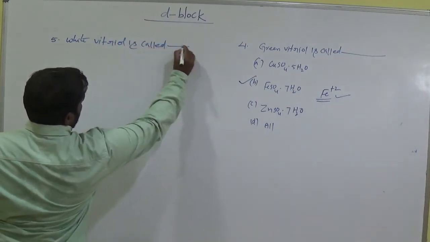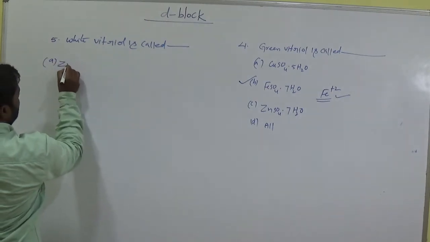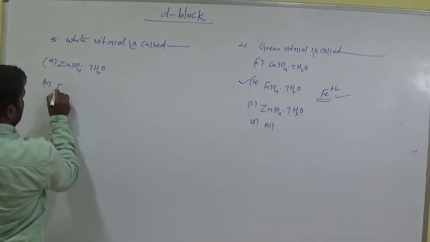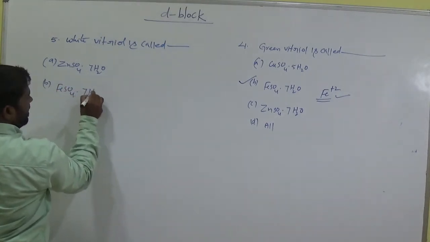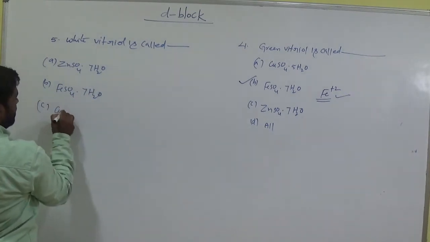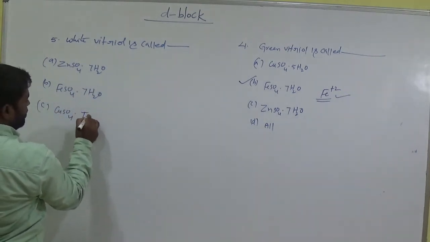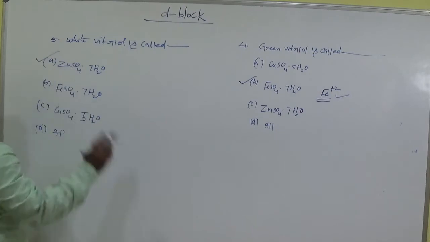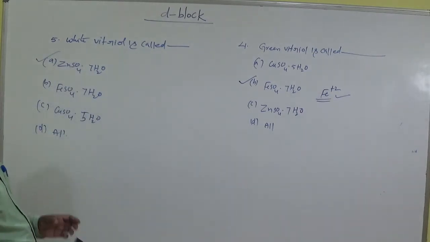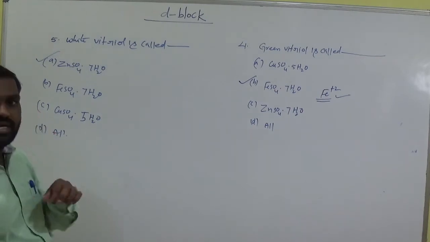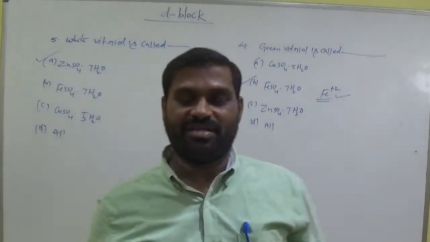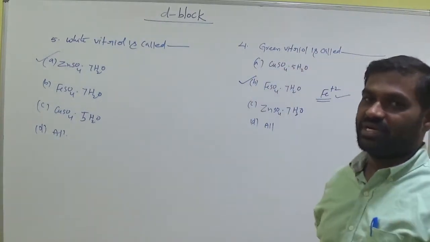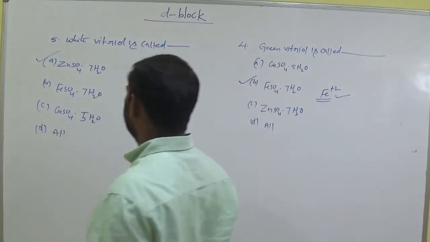White vitriol is called option A, zinc sulfate, option B, ferrous sulfate, option C, copper sulfate pentahydrate, D, all. So which one is correct? ZnSO4.7H2O, we generally call it white vitriol, that means colorless. Keep it in mind: Zn+2 is colorless due to the completely filled d orbital, so we call it white vitriol. It doesn't possess color.